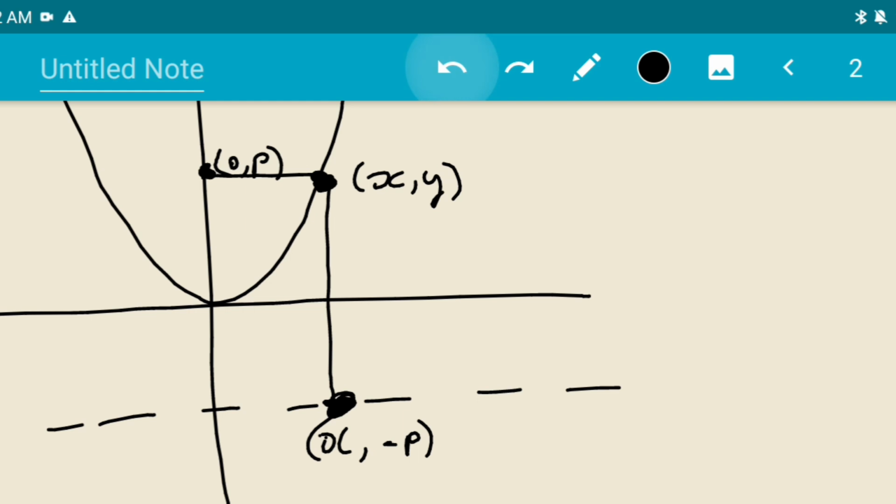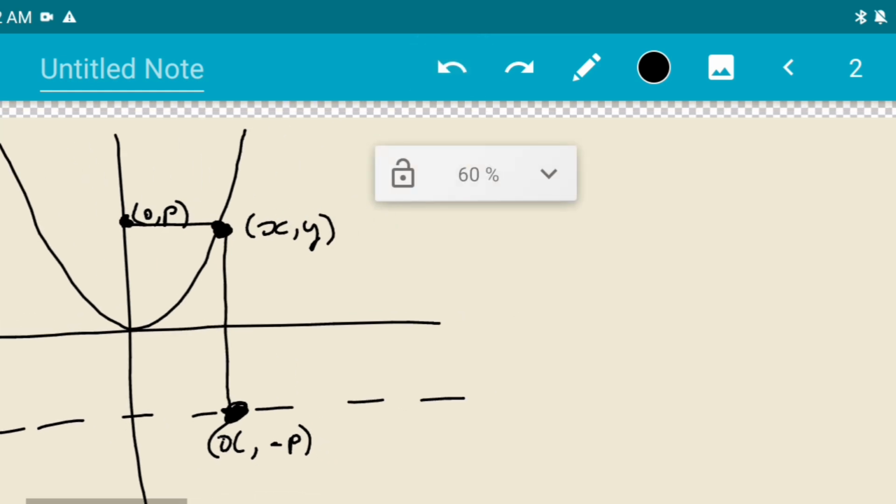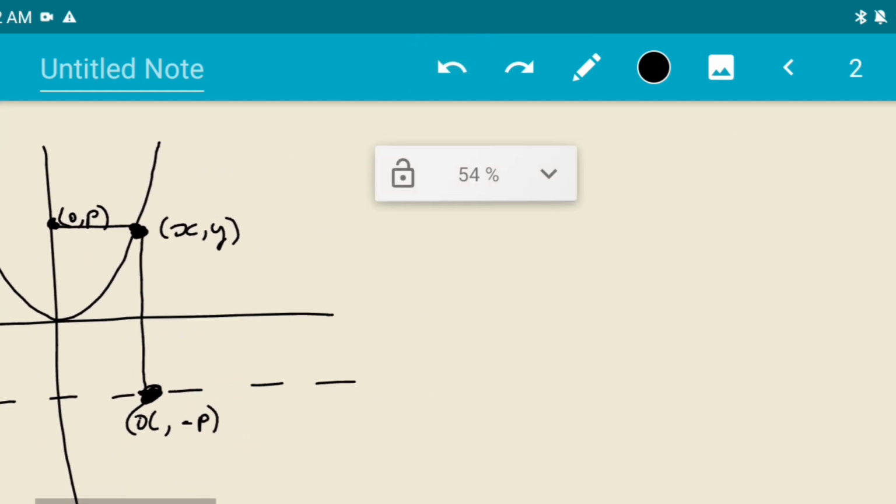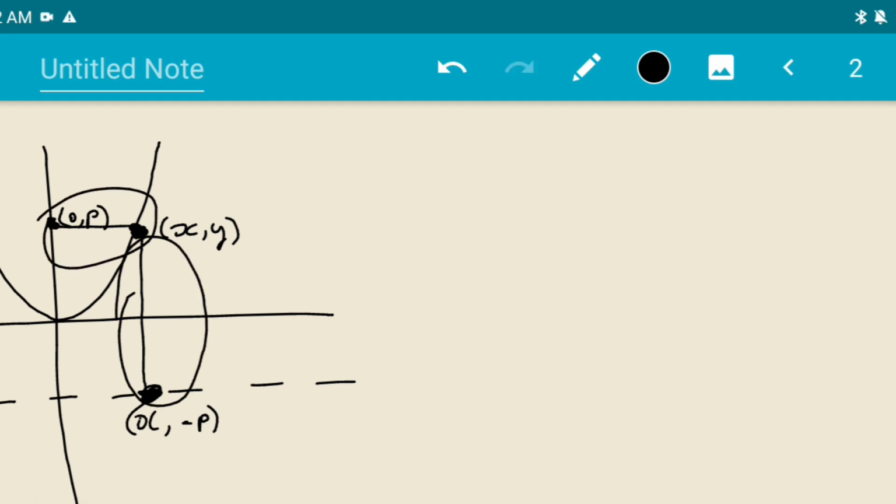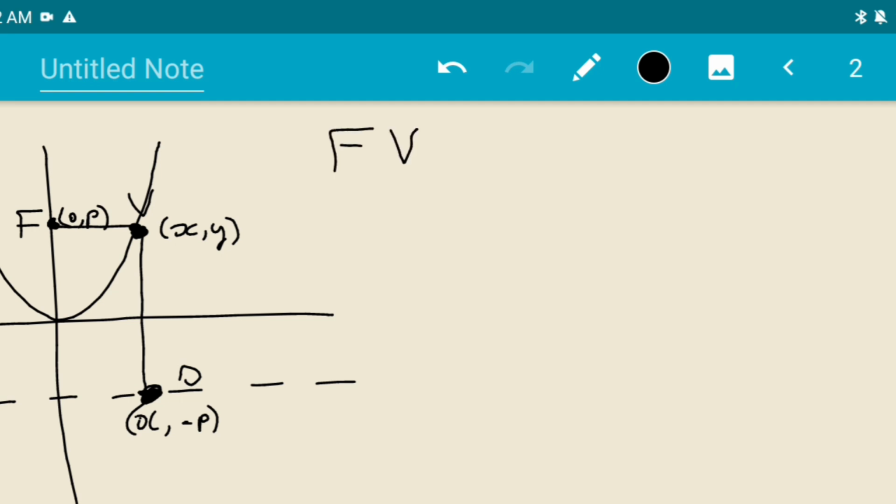Okay, so with this, let us now go back to that distance equation which we were talking about, but this time we'll say this distance is equal to this distance. So let's just name this. This here is a focus F, this is some random point V that is part of the surface of this parabola, then this here is a directrix D. So we'll say FV, the distance between F and V, is the same as the distance between V and D.